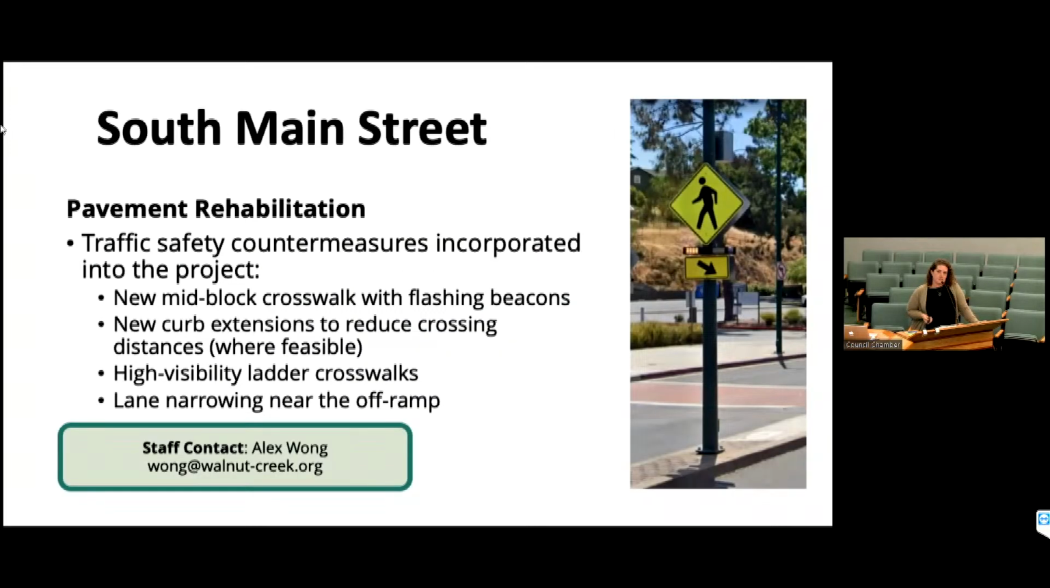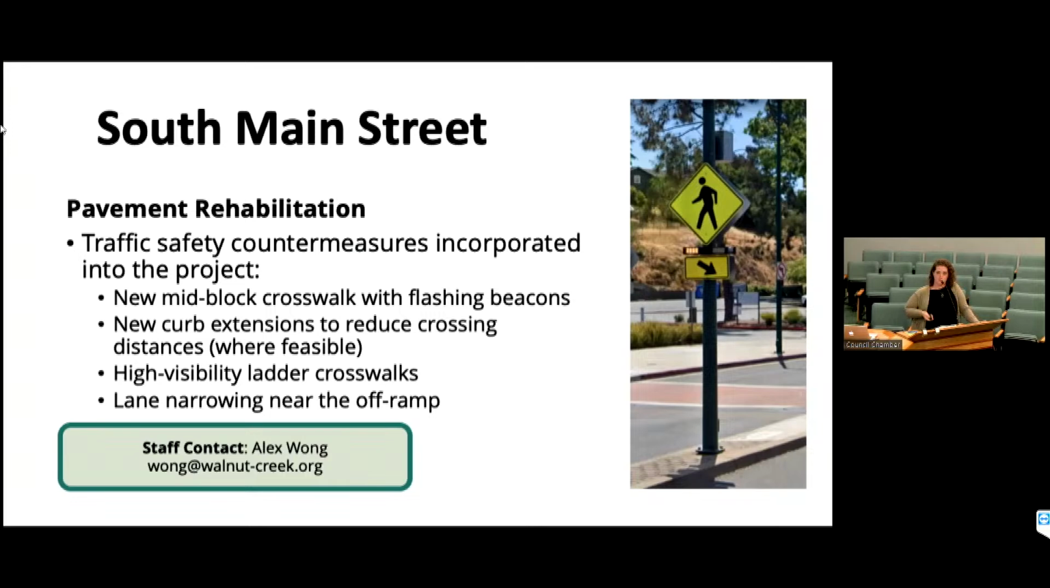The first is a new mid-block crosswalk. This would be between Lilac, which is the entrance to the high school, and Newell. Currently, it's about 1,000 feet between the intersections, and so we're putting a mid-block crossing right in the middle. Flashing lights, curb extensions, lane narrowing.